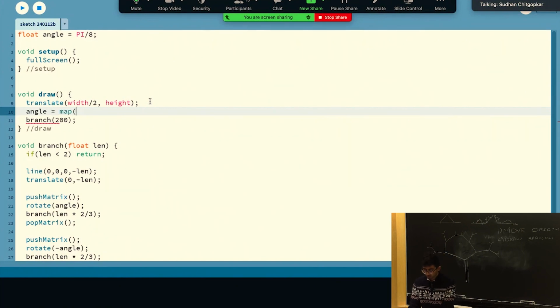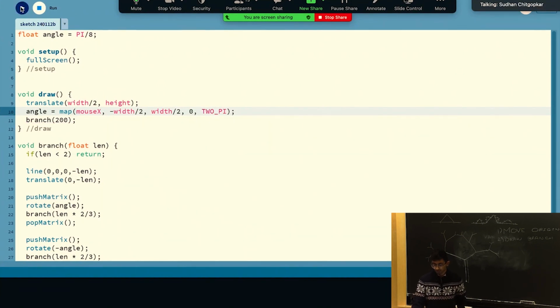And so again, we can use our map function for that. We want to map our mouse's X position from between, remember our origin is going to be at the middle of the screen. And so we want to map it from between negative width divided by 2 to width divided by 2. We want to map our mouse from anywhere that it could be on our canvas to a value between 0 and 2 pi.